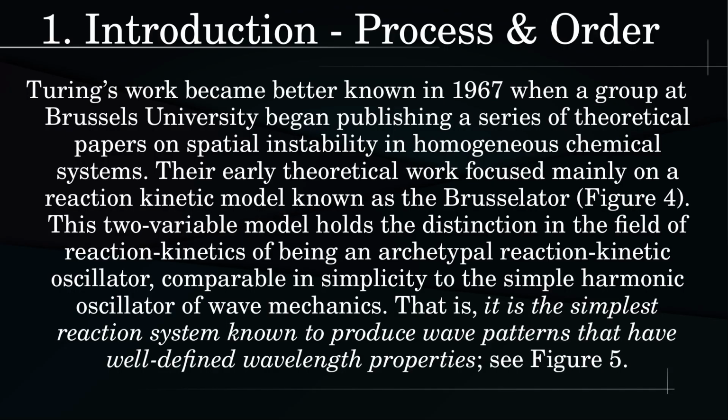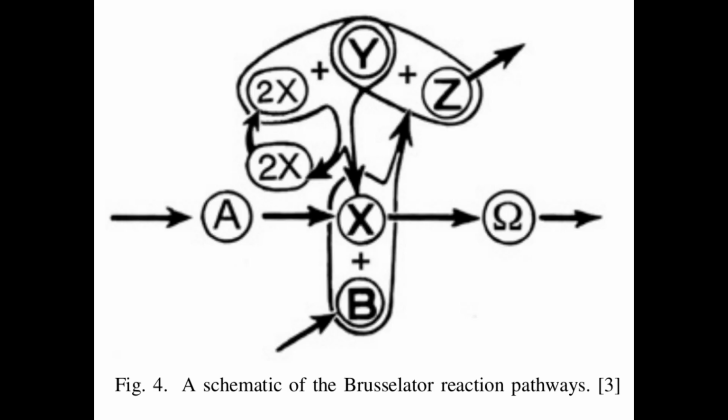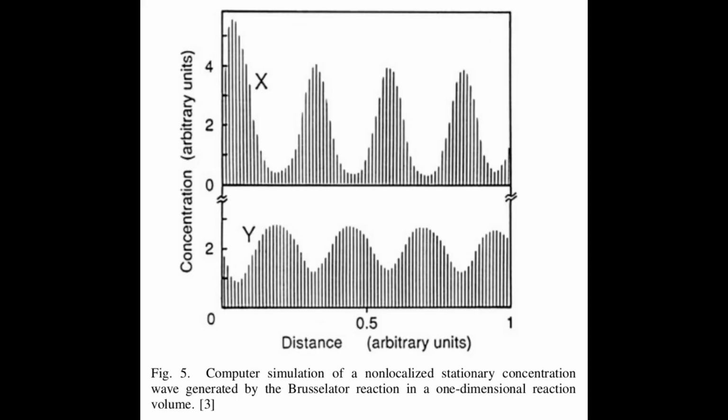Turing's work became better known in 1967 when a group at the Brussels University began publishing a series of theoretical papers on spatial instability in homogeneous chemical systems. The early theoretical work focused mainly on a reaction kinetic model known as the Brusselator, see Figure 4. This two-variable model holds the distinction in the field of reaction kinetics of being an archetypal reaction kinetic oscillator, comparable in simplicity to the simple harmonic oscillator of wave mechanics. That is, it is the simplest reaction system known to produce wave patterns that have well-defined wavelength properties, see Figure 5.